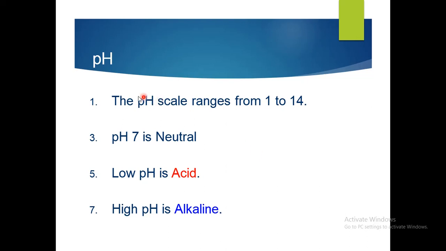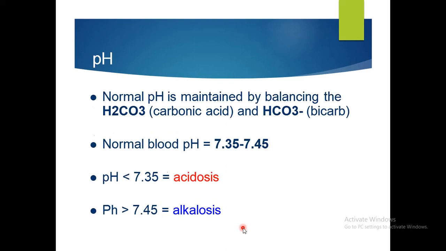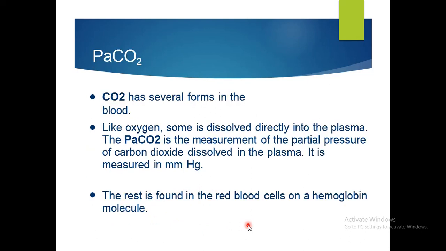The normal pH scale ranges from 1 to 14, where 7 is neutral, low pH is acidic, and above 7 is alkaline. The pH of blood is slightly alkaline, which is 7.35 to 7.45, and this is the normal blood pH, which is maintained by the balance of carbonic acid and bicarbonate ions. Below this is acidosis, and above this is alkalosis.